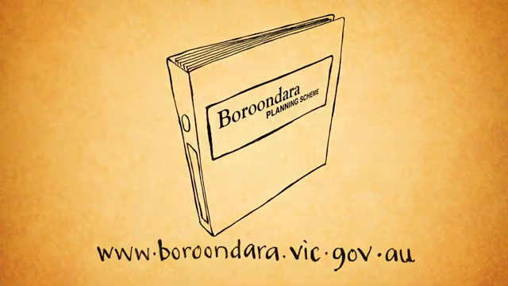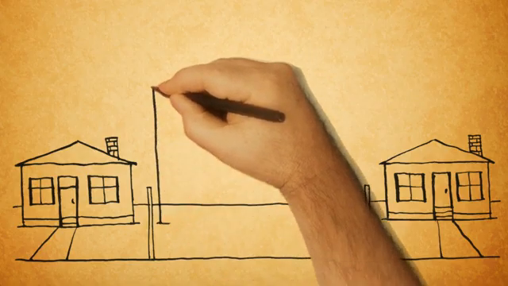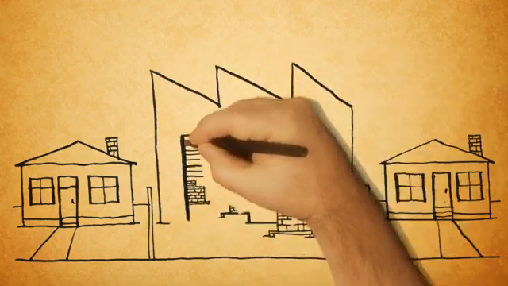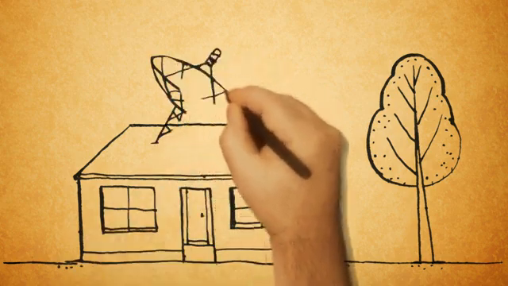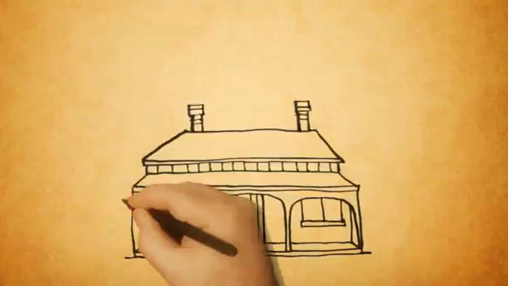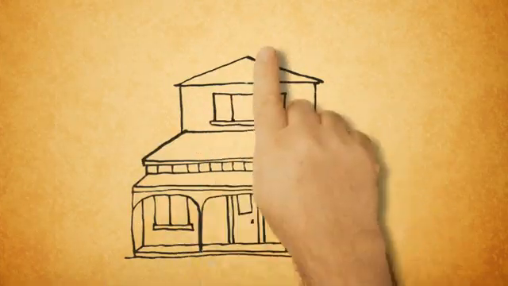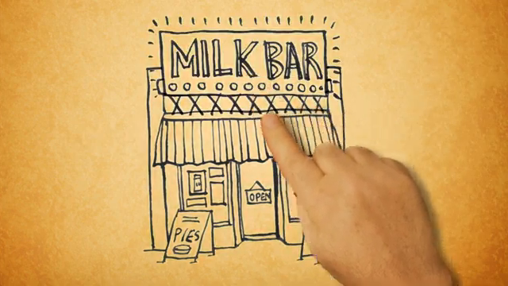The rules and regulations are in the Boroondara Planning Scheme and are intended to prevent inappropriate development, such as construction of a factory in a residential neighbourhood. Many things need a planning permit, like installing a satellite dish, altering a heritage home, or displaying a sign.